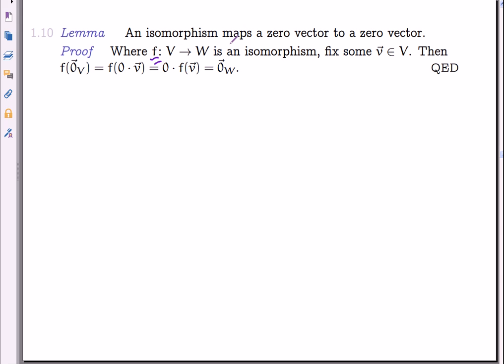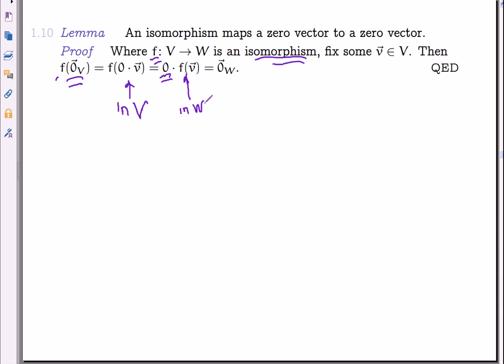Given that F is an isomorphism, let's use the scalar multiplication preservation property. If you consider F of the zero vector in V, we've shown as one of the vector space properties that 0 times any vector in V is equal to the zero vector. So here we're taking 0 times v in the vector space V. Now, if we use the scalar multiplication preservation property on this expression, I can pull the 0 outside of the F, and then this is a vector in W.